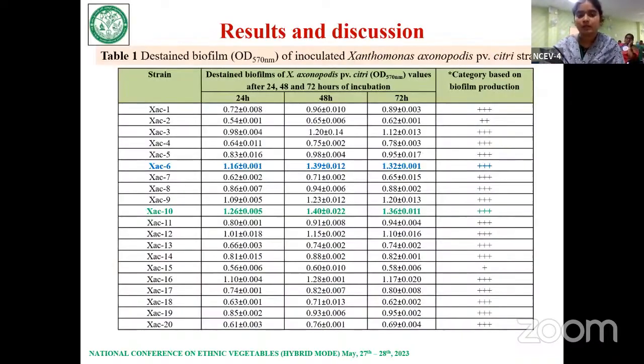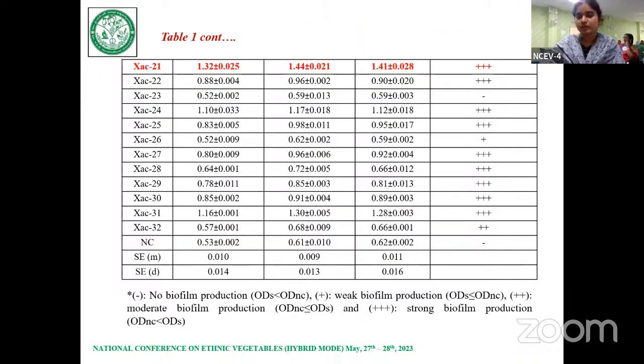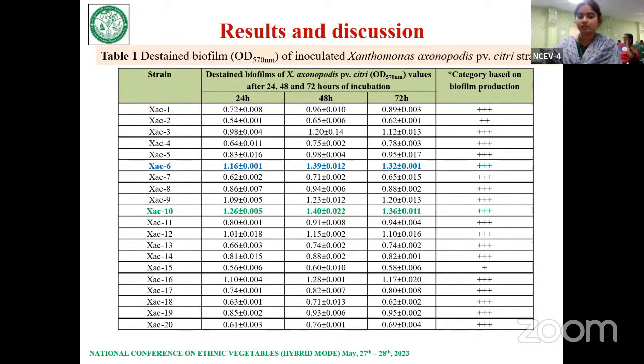This is the protocol which we used for colorimetric estimation of biofilms formed by Xanthomonas axonopodis pv. citri. Coming to the results, among the three time periods of 24 hours, 48 hours, and 72 hours, we found that 48 hours is the time period at which Xanthomonas axonopodis leads to the formation of the highest biofilm compared to 24 and 72 hours. Among the 32 isolates, Xanthomonas axonopodis pv. citri strain 21 formed the highest biofilm at 48 hours of incubation, followed by Xanthomonas citri strains 10 and 6.